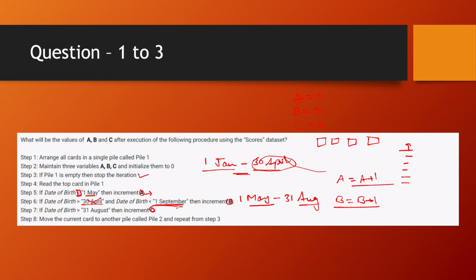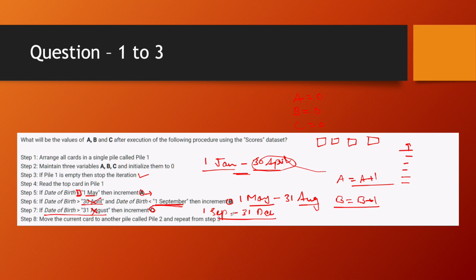ranges. Now if you go to step 7, it says that if your date of birth is greater than 31st August, which means the 31st August is not included, then it covers the 1st of September all the way to the end of the year, that is 31st of December.